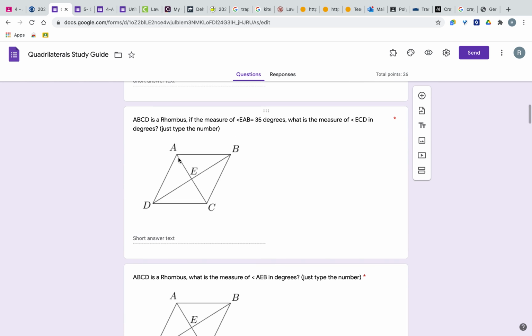ABCD is a rhombus. If the measure of EAB, so if this angle is 35 degrees, what is the measure of ECD? So EAB is 35 degrees. ECD, it's also going to be 35 degrees. With a rhombus, your diagonals bisect the opposite angles. Opposite angles are congruent by being a parallelogram. So this whole angle is going to be congruent to this whole angle because they're parallelograms. And then this diagonal is going to bisect this angle here and here. And there you have it. So it'll be 35 and 35.